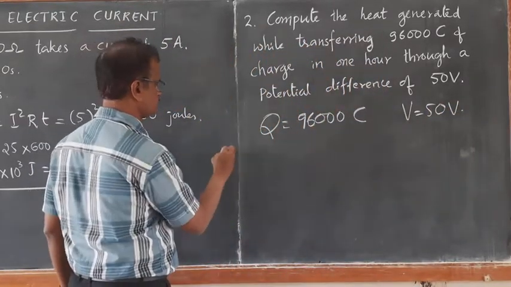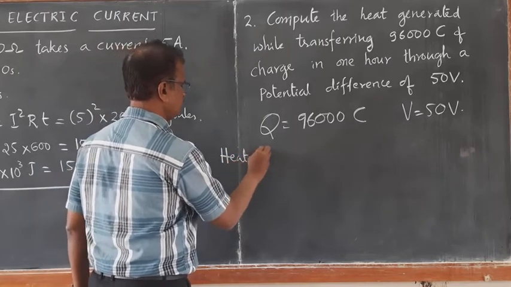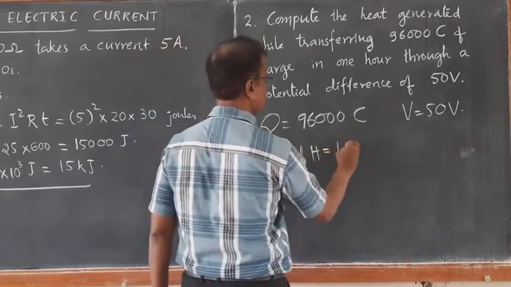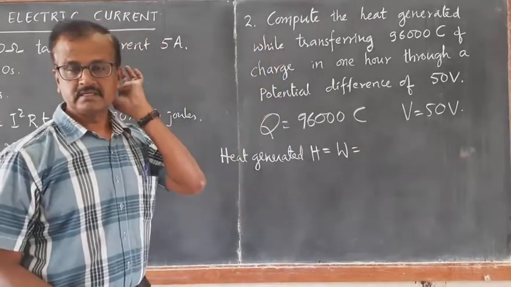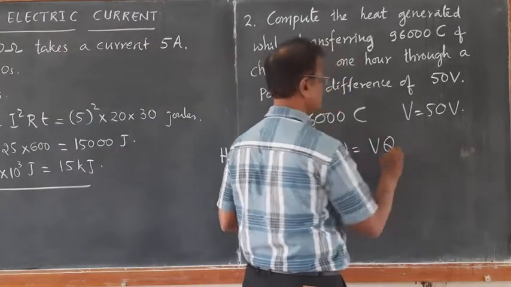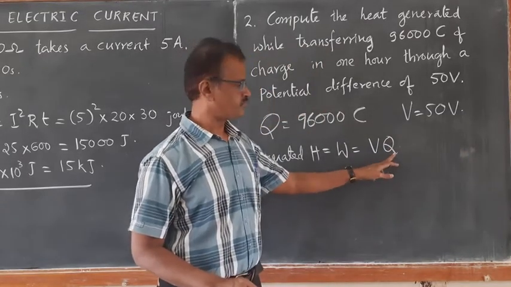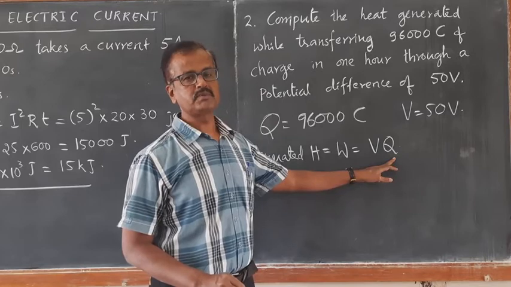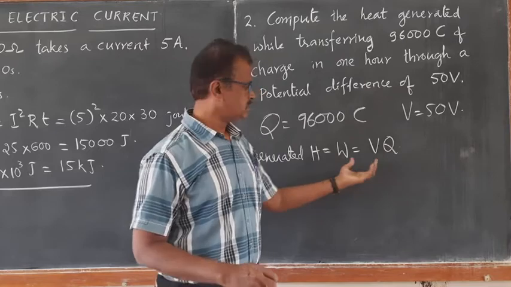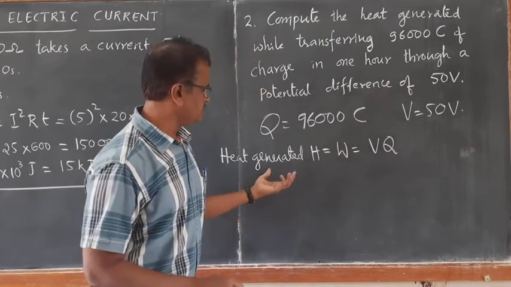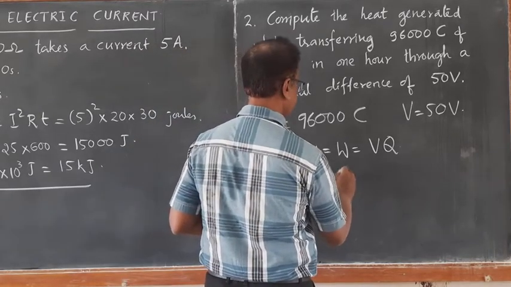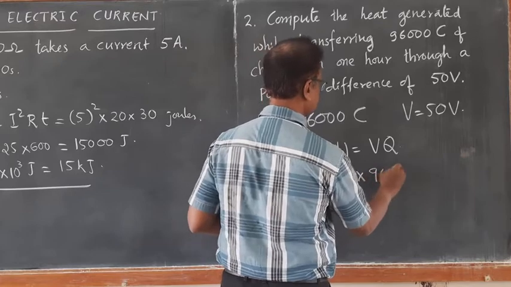So heat generated, as we just calculated, H is equal to the work done by the source in driving the charges. The work done by the source in driving the charges is V into Q. Work done per unit charge is V. So for these 96,000 coulombs of charge supplied over a duration of 1 hour, work done is equal to VQ. This entire energy that is supplied is converted into heat energy. So V into Q. V is 50 and Q is 96,000.